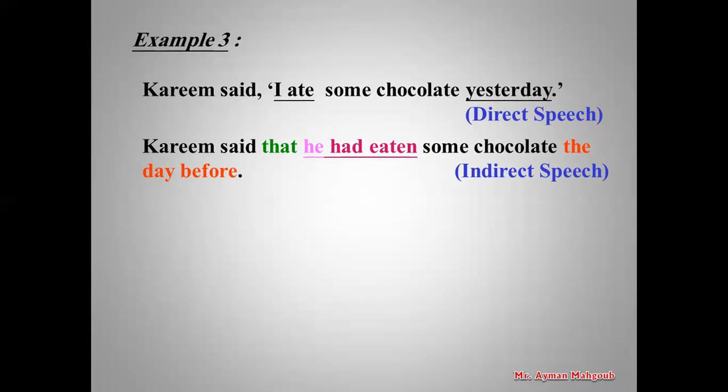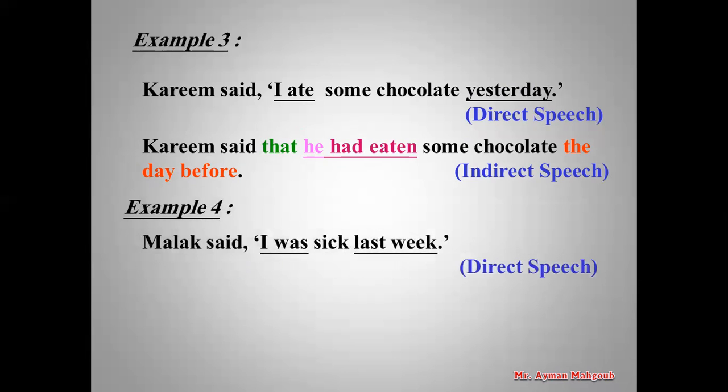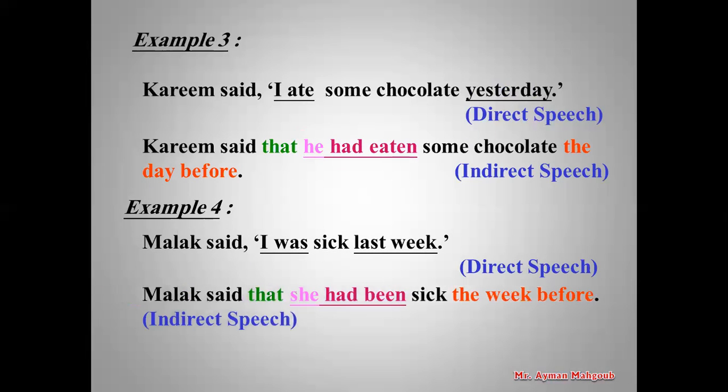Okay. If Karim was speaking to a particular person, we will say Karim told his brother, told the teacher, told me, and so on. But Karim now said that he had eaten some chocolate the day before. Example 4. Malak said, "I was sick last week." This is direct speech. The indirect one is: Malak said that she had been sick the week before.